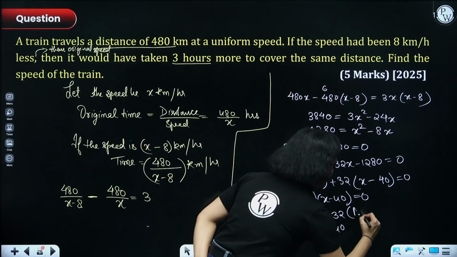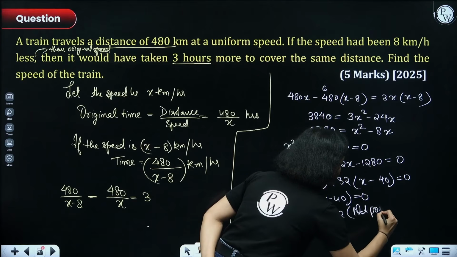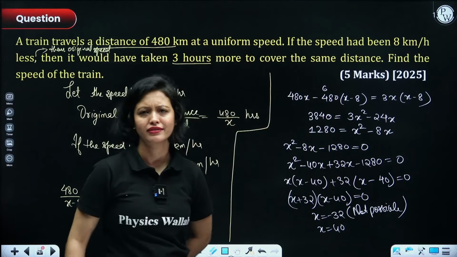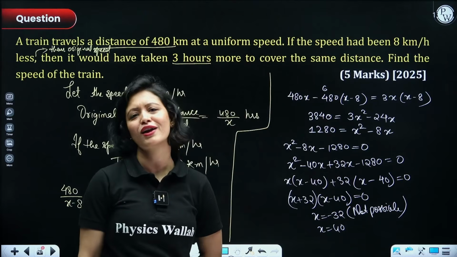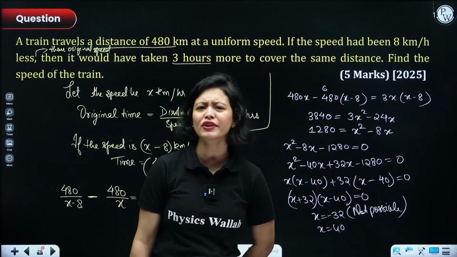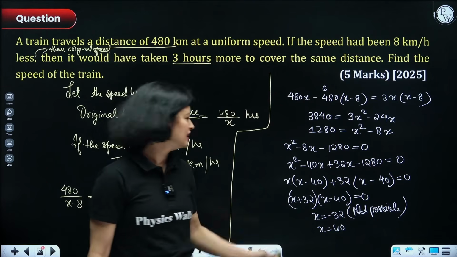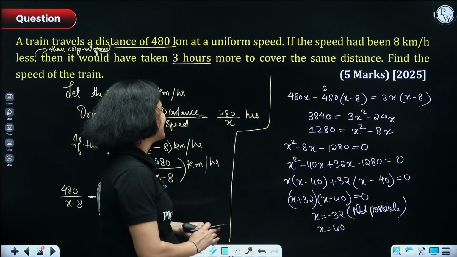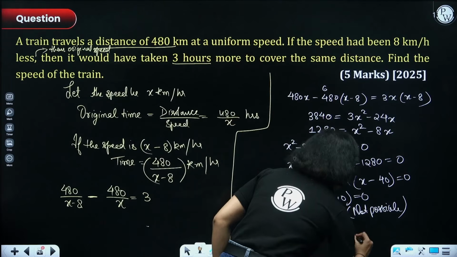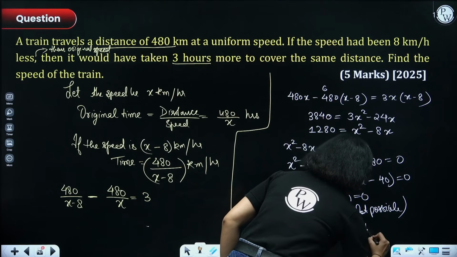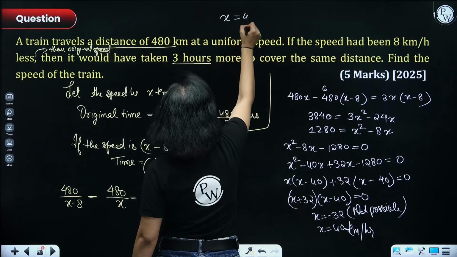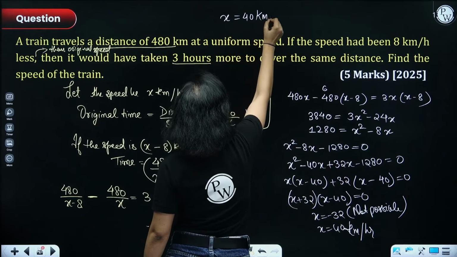Clearly, negative 32 is not possible. Why? Because speed is not negative. We are not talking about velocity, we are talking about speed. So in speed, we don't mention the signs, if I am right about the physics. So x is equal to 40 kilometers per hour. That's the answer. What's the speed, everyone? The speed is x equal to 40 kilometers per hour.